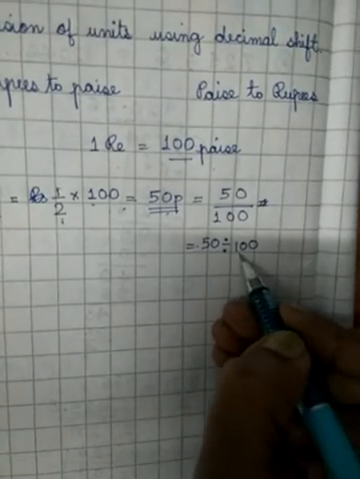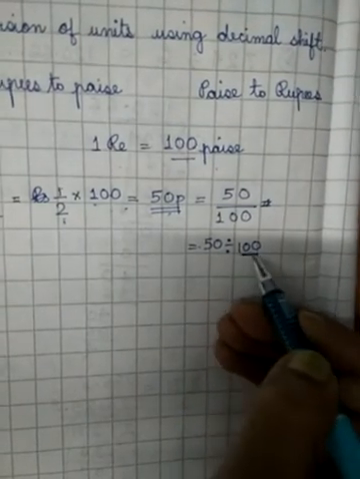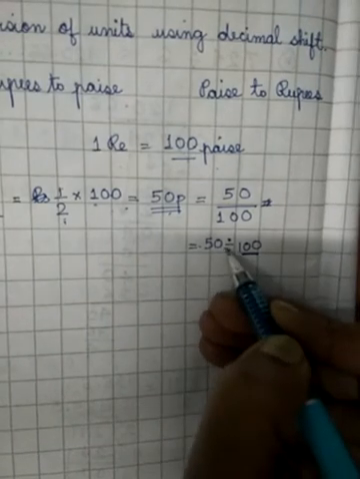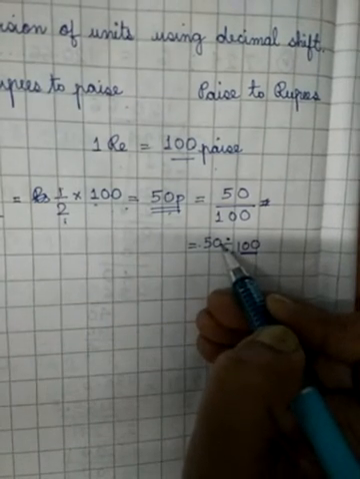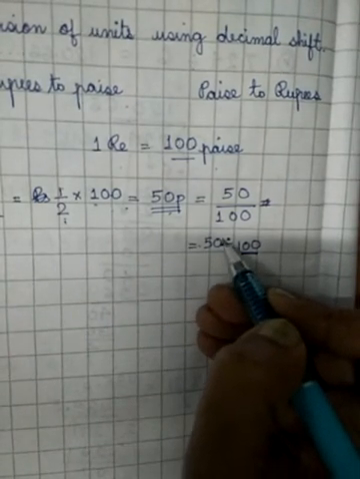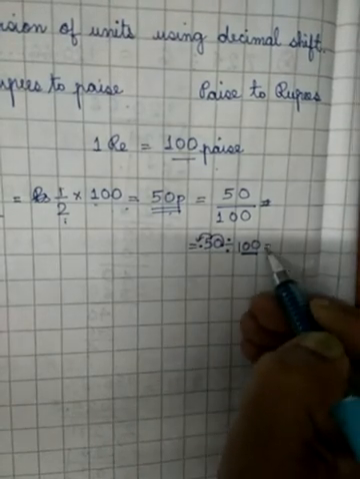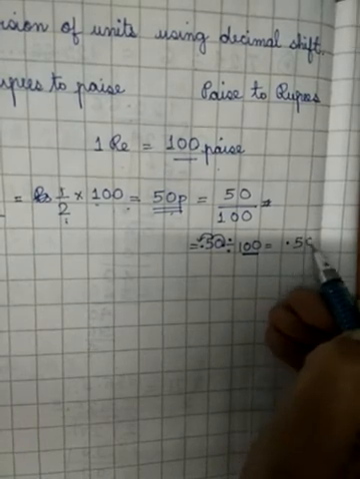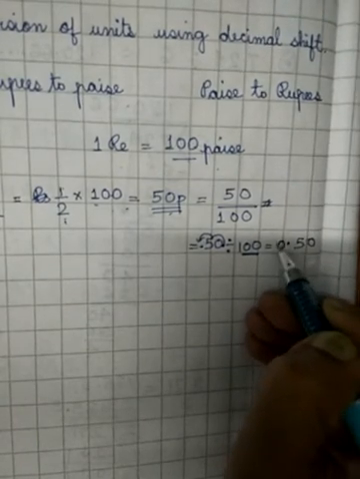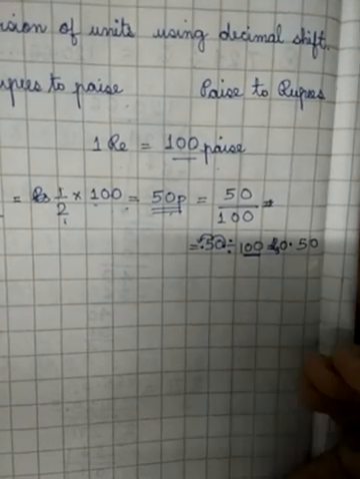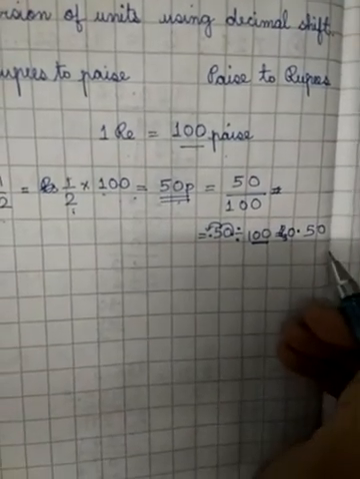So how many places should the decimal shift? The decimal should shift 2 places. So 50 means it is 50.0. Okay. So the point comes like this and the point will come here. So the answer will be 0.50, or you can also write it as rupees 0.50.